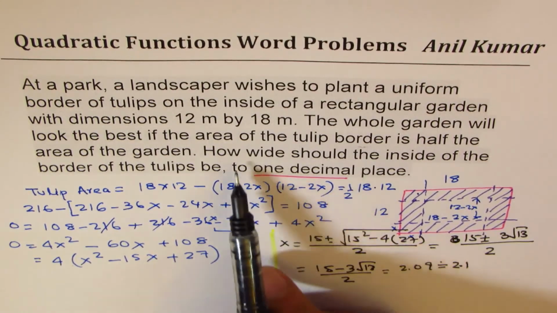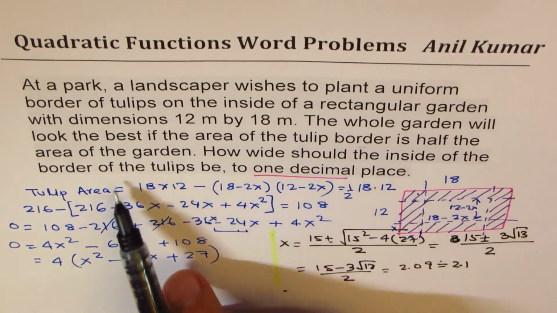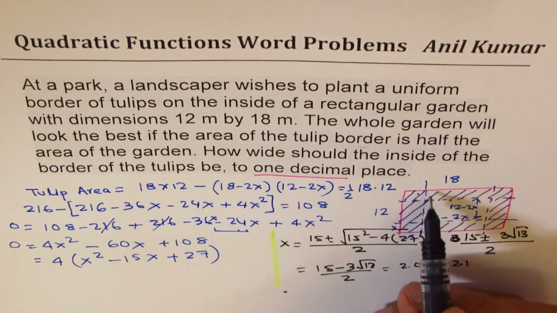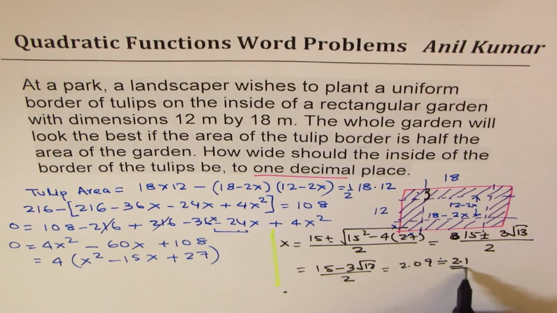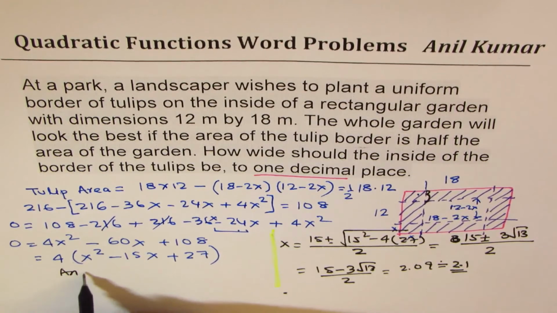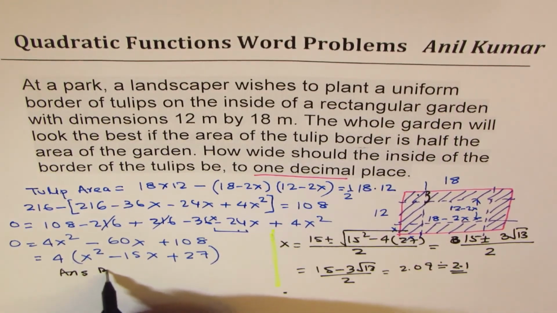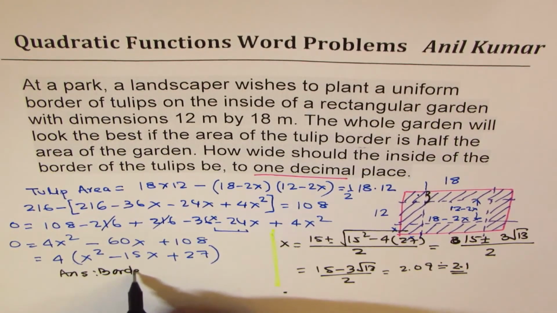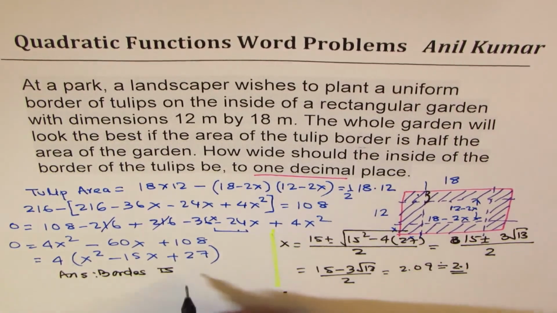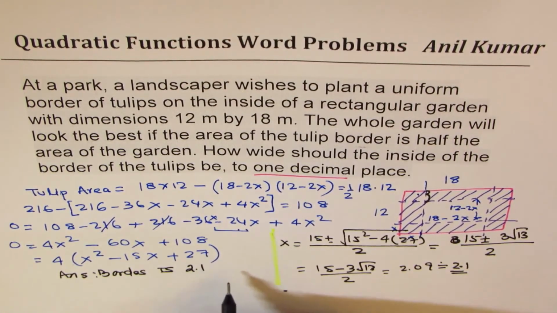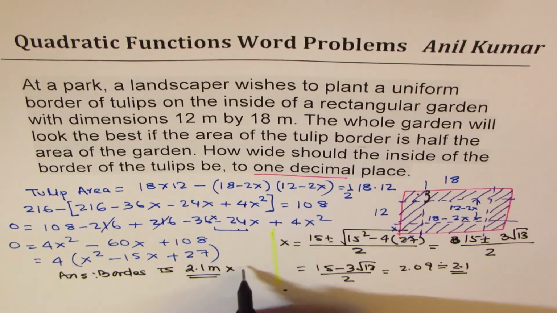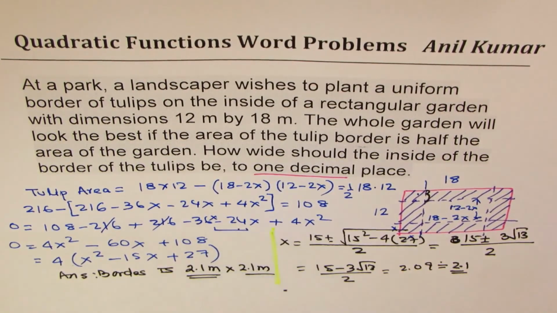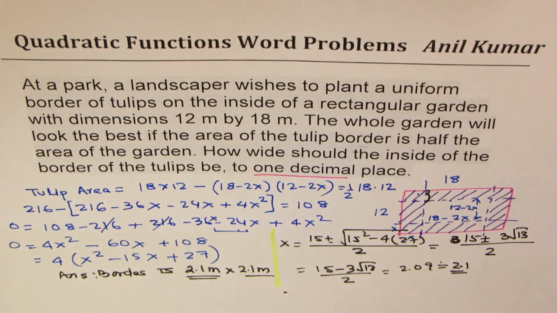Now it says, how wide should the inside of the border of tulip be? So this width should be, which is x, is 2.1, correct? So our answer is the border is 2.1 meters. Okay, so it is actually 2.1 meter by 2.1 meter. It's a uniform border. So that is how you could actually solve such a question.